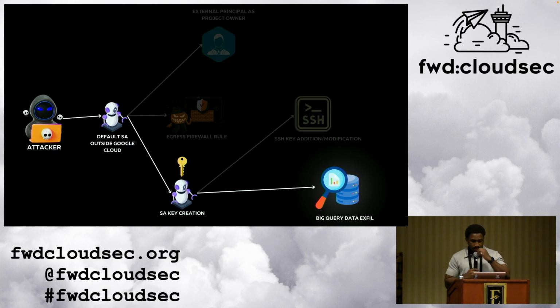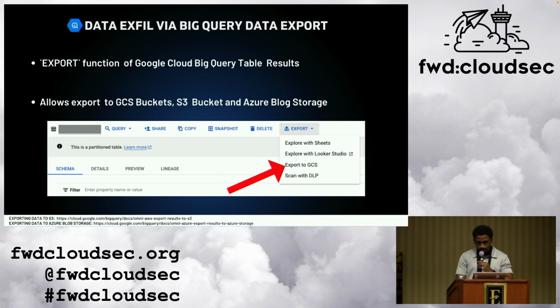And then the final attack we'll be taking a look at is detecting data exfiltration using the BigQuery table export function within Google Cloud. BigQuery gives you the ability to export table results to various destinations of your choice, and you can probably see where I'm going with this. So if an attacker has console or CLI access, they can exfiltrate data using this function to either a Google Cloud Storage bucket, an S3 bucket, or even Azure Blob Storage.